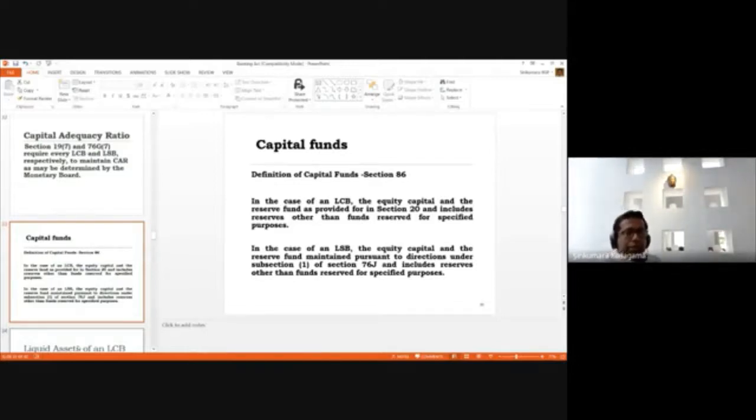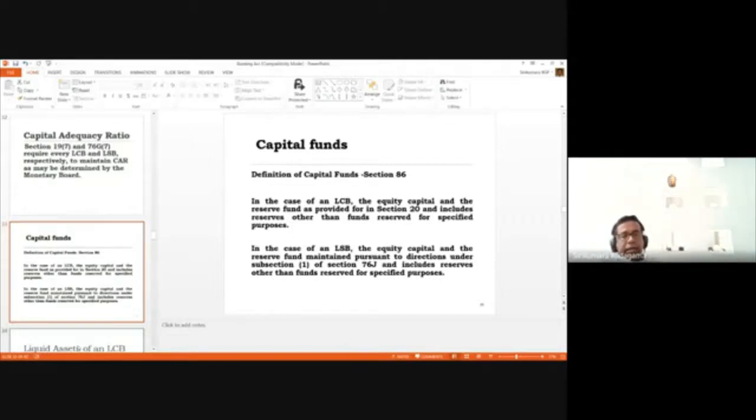Now, this is something about capital funds of a bank, which are defined in section 86. There are certain specific requirements. Please see this slide. In the case of an LCB, licensed commercial bank, the capital funds are the equity capital and the reserve fund as provided for in section 20, and include reserves other than funds reserved for specific purposes.